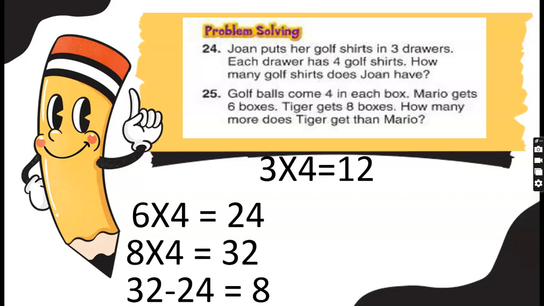More than great, guys. So this is how we think. Not only finding the multiplication sentence and this is all. No, complete the question to the end. So how many more does Tiger have than Mario? It is actually 8 balls. 8 balls that Tiger has more than Mario.